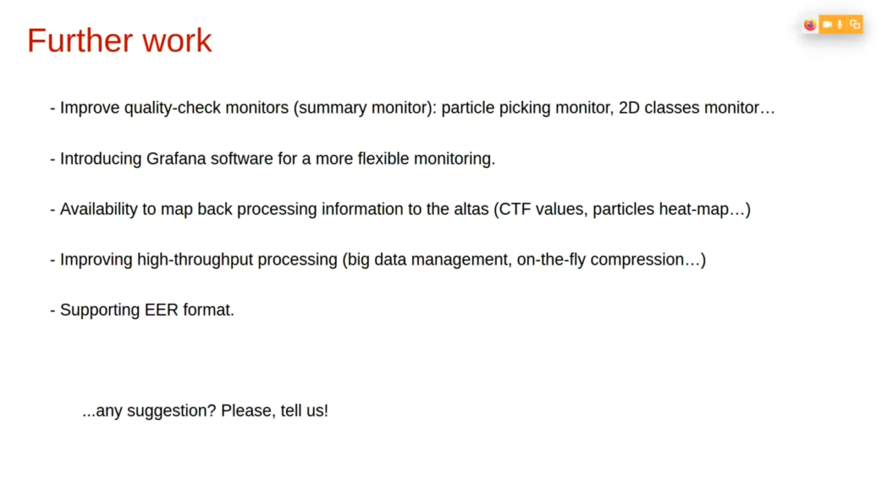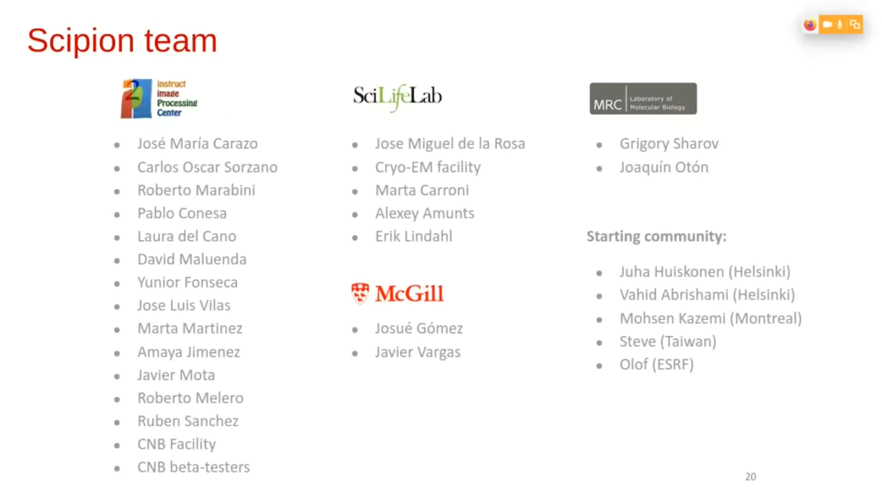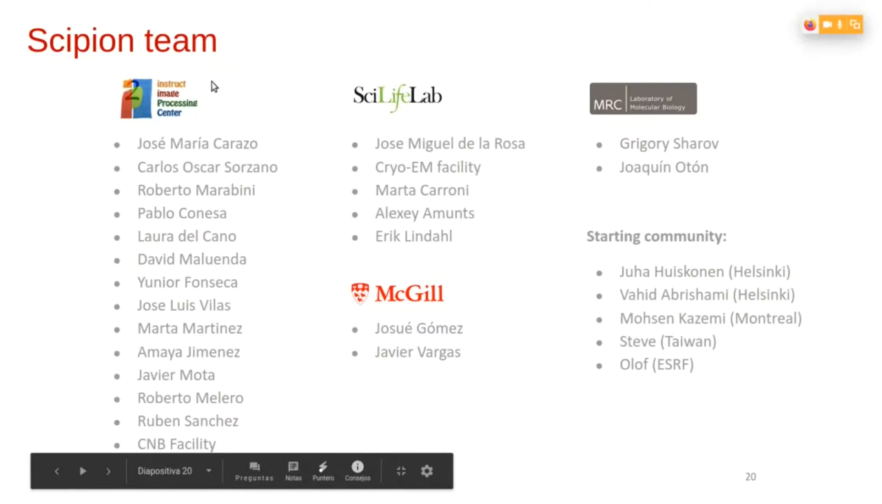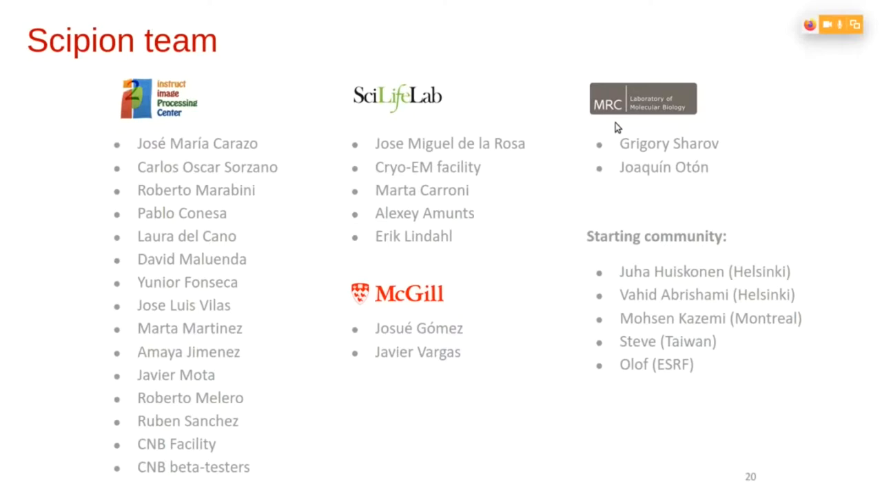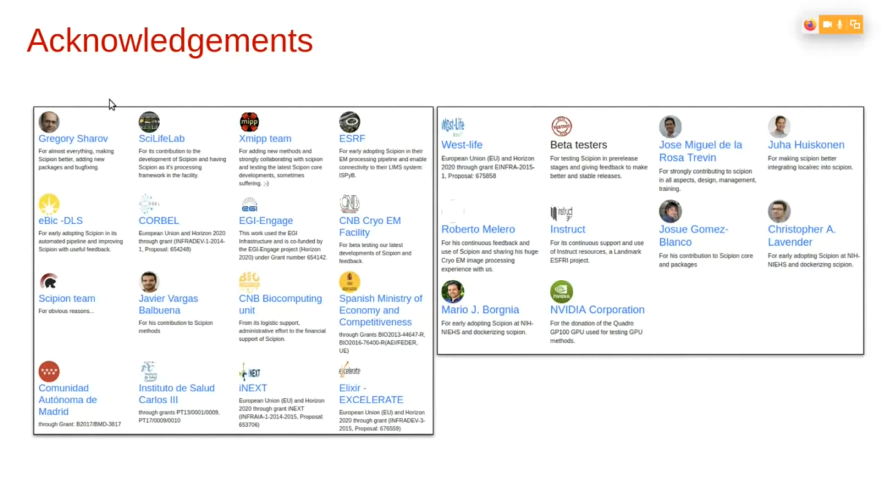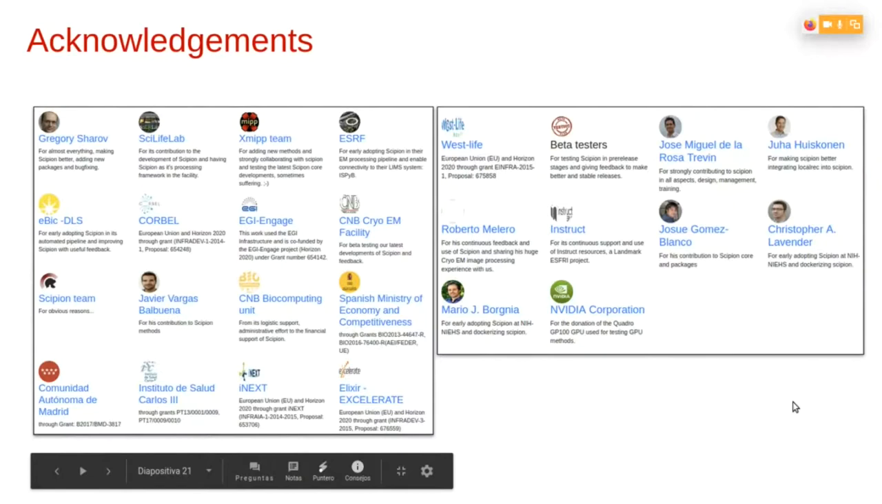Well, just to finish, I would say that Scipion is a very big team that is mostly in the Instruct Image Processing Center in Madrid, but also a lot of work is done in the SciLifeLab, in the MRC, and also in McGill University, and also we have a lot of collaborators. For that reason, we want to acknowledge all of our partners that are listed here. And well, just before finishing, let's see how the demo is going.